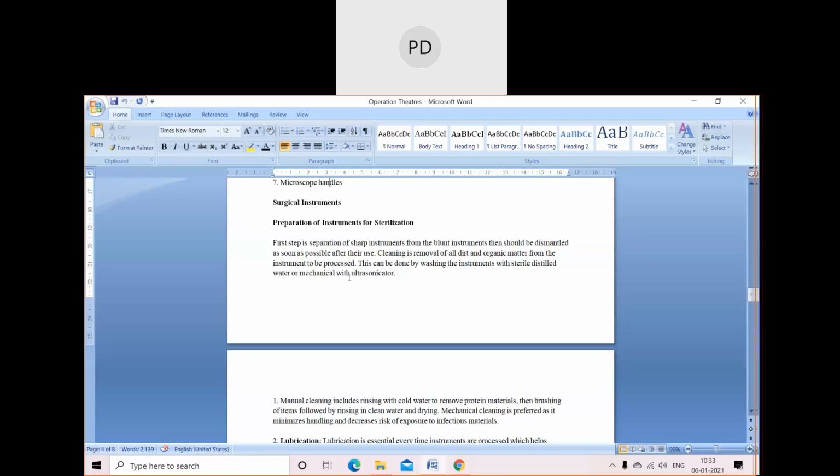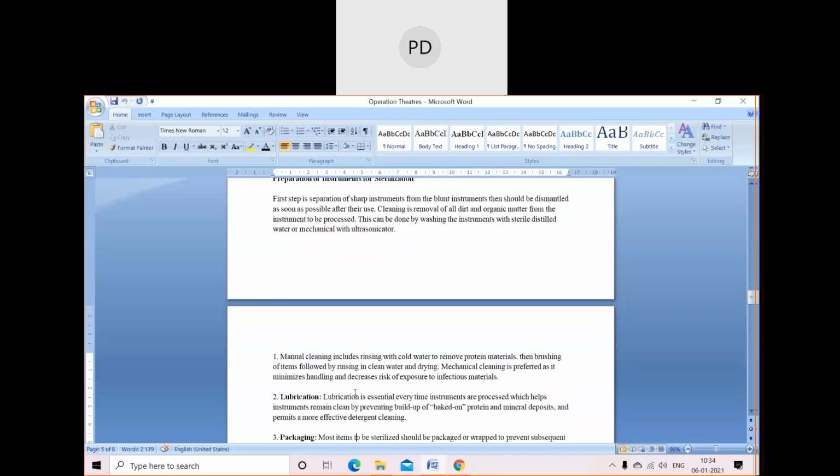Cleaning is the removal of all dirt and organic matter from the instruments to be processed. You just wash it, right? Whatever visible dirt, organic matter or proteins are there on the instrument has to be washed in running water. This can be done by washing the instruments with sterile distilled water or mechanically with an ultrasonicator. So this washing can be done in two ways: one is a normal distilled water wash, and another is with an ultrasonicator.